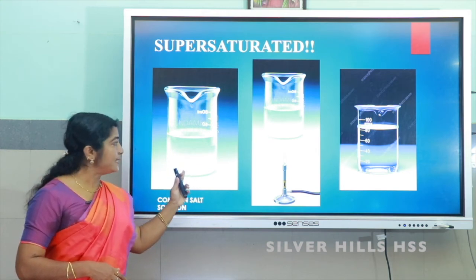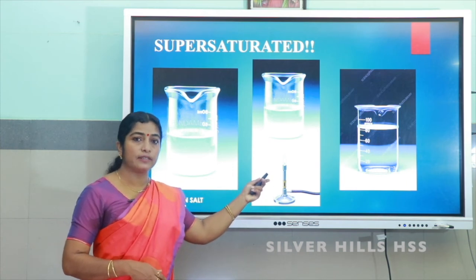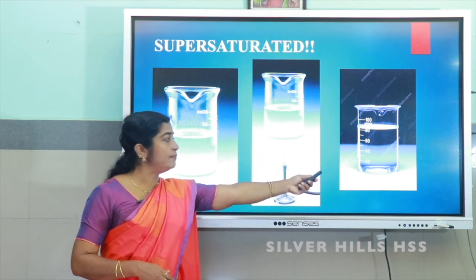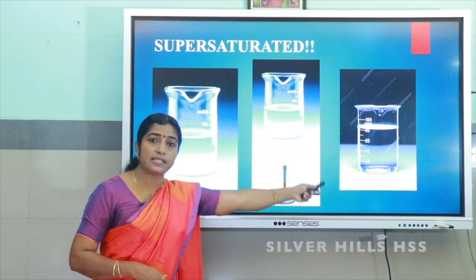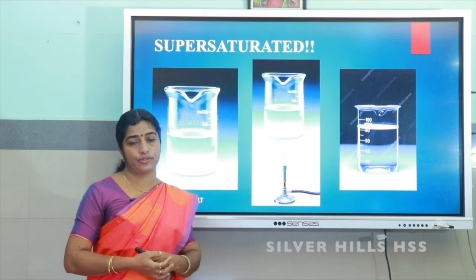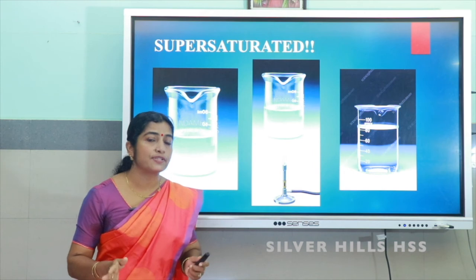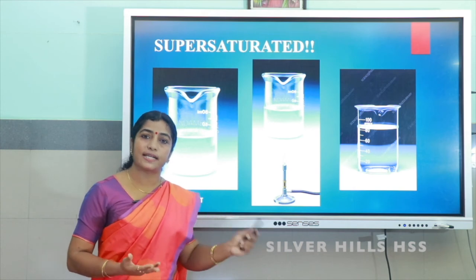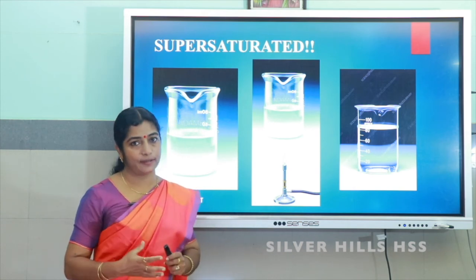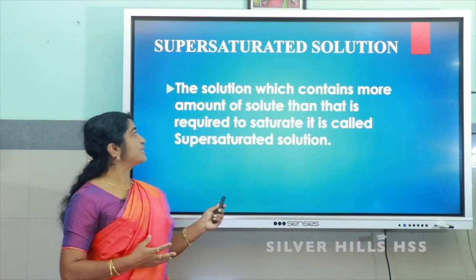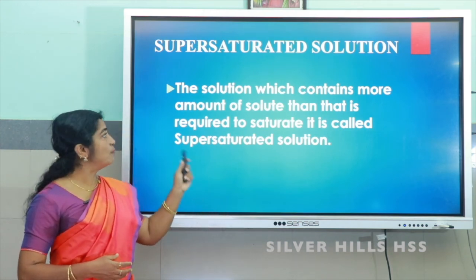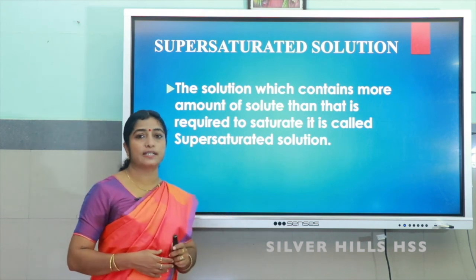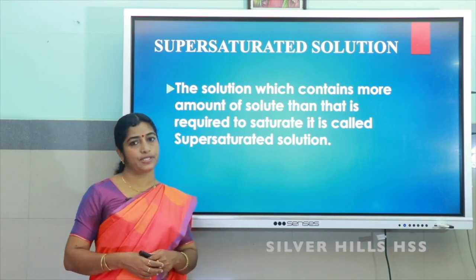Then after that, heat this solution using a burner. On heating, what happens? See, on heating, the excess salt dissolves, all the salt dissolves. This solution is known as supersaturated solution. That is, in a supersaturated solution, we can dissolve excess salt in a saturated solution by heating. So, a supersaturated solution is the solution which contains more amount of solute than that is required to saturate it. It is called a supersaturated solution.